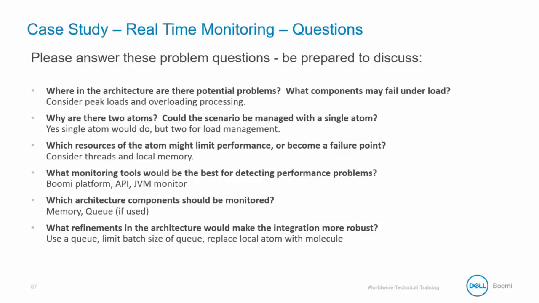Next question is, what monitoring tools would be best for detecting performance problems? You would certainly want to use the Boomi platform tools to monitor the atom cloud. You can also use the Boomi API to monitor the queue size if you are using a queue, and certainly a JVM monitor to track memory consumption of your local atom.